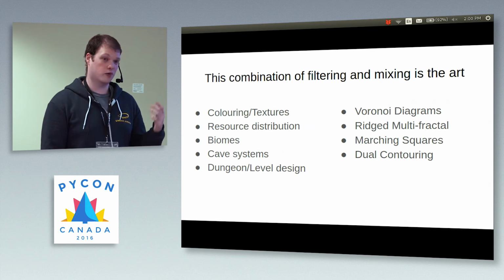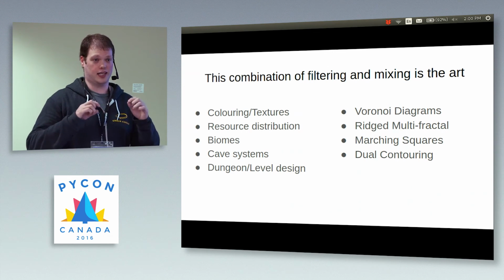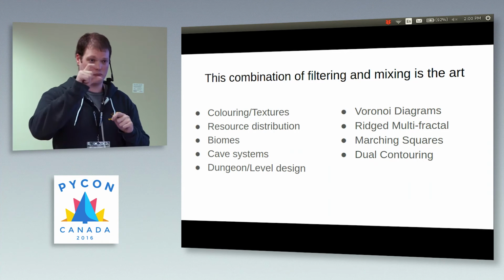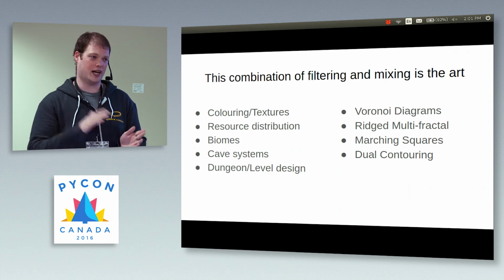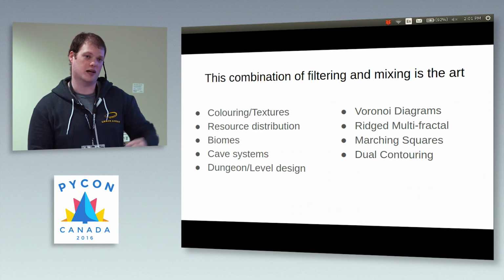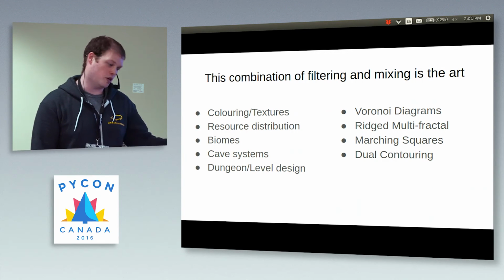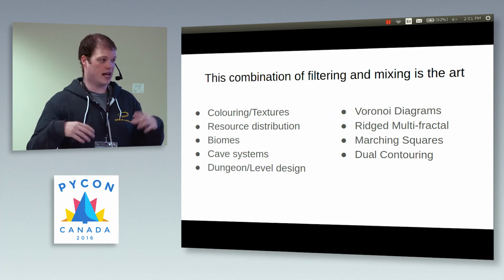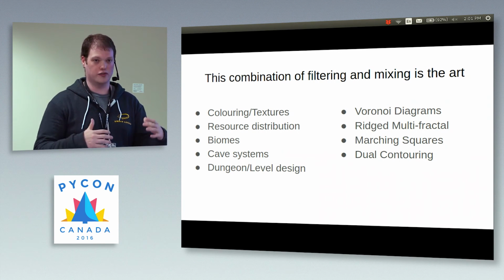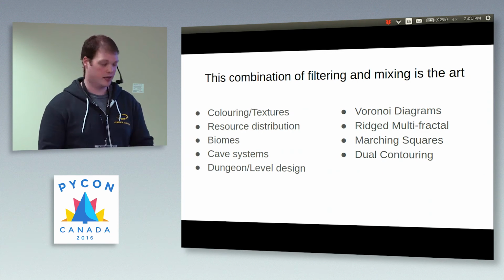You can use it for resource distribution, so you can say, okay, when the value is between 0 and 1, if it's greater than 0.95, then maybe there's some gold in these mountains. If it's below 0.1, then it's just rocks. So you can kind of use that to generate the rules of your terrain.